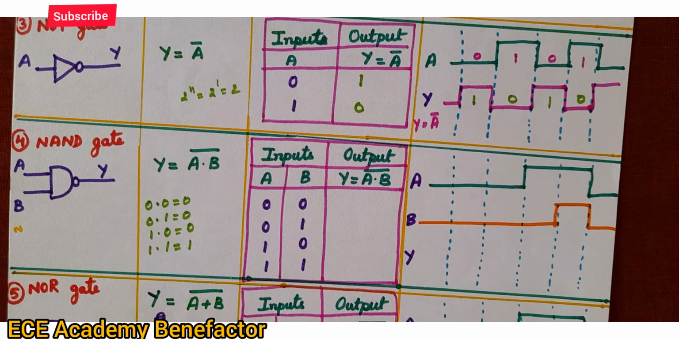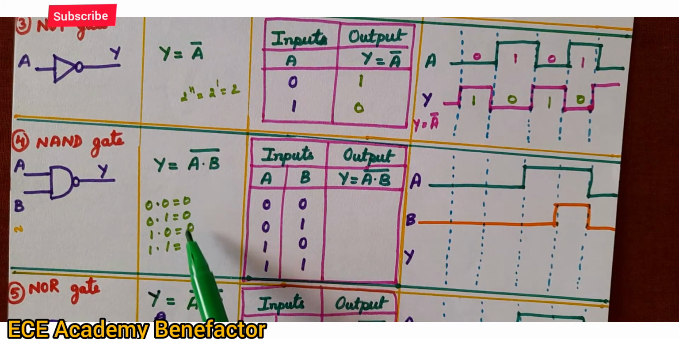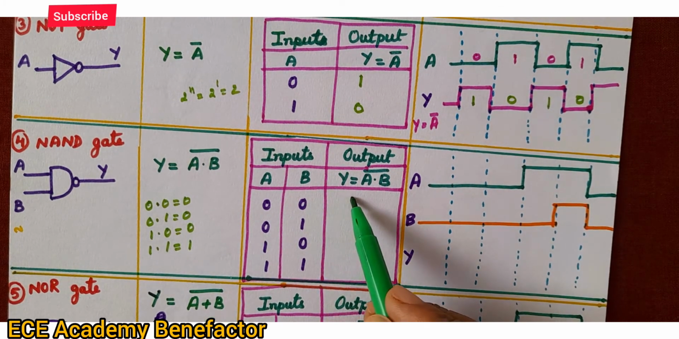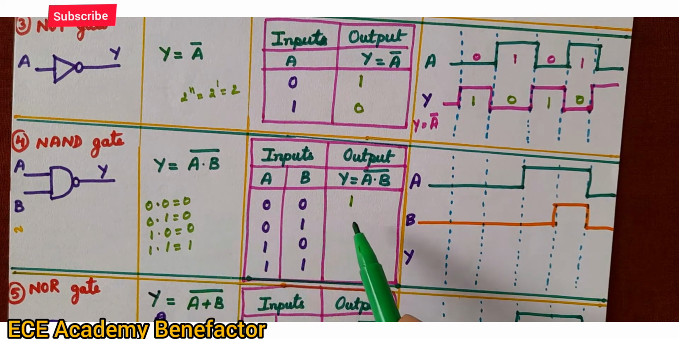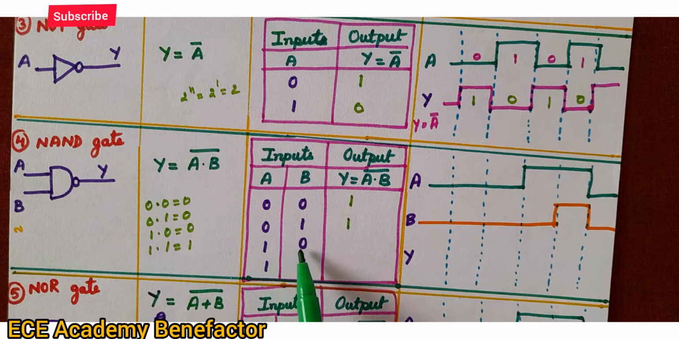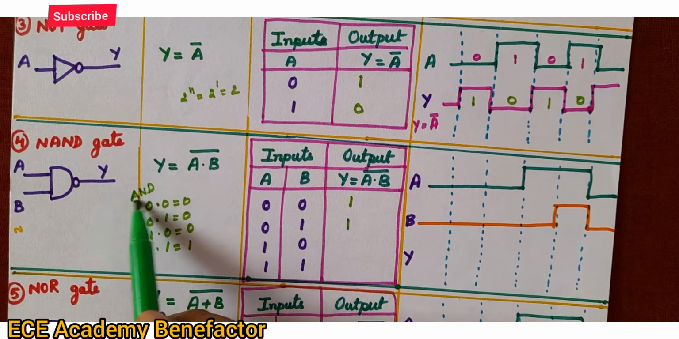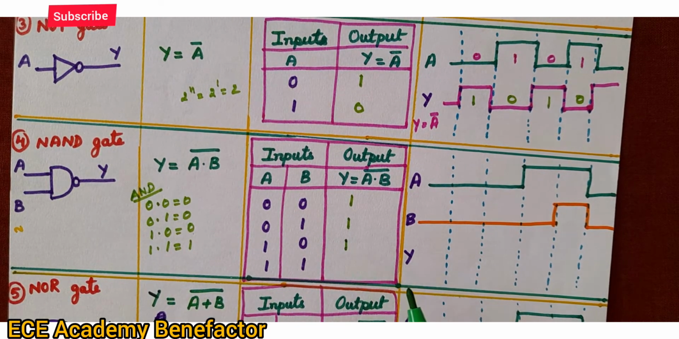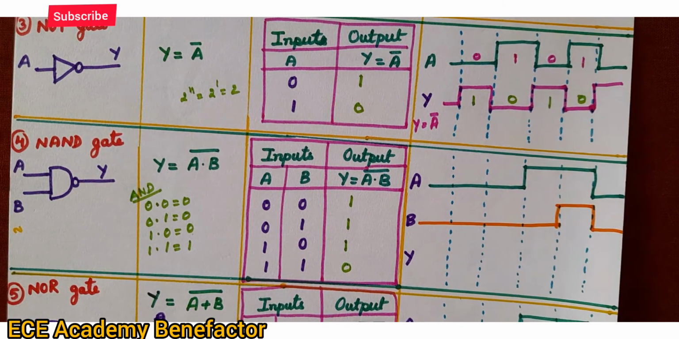What is a NAND gate? It is a complement of an AND gate. Whatever you got in the AND gate will be complemented. So you got 0, so it will become 1. 0 dot 1 is 0, it will become 1. 1 dot 0 is 0 in the AND gate, so it will be complemented in the NAND gate. 1 dot 1 is 1, so it will become 0. Okay, this is a NAND gate.